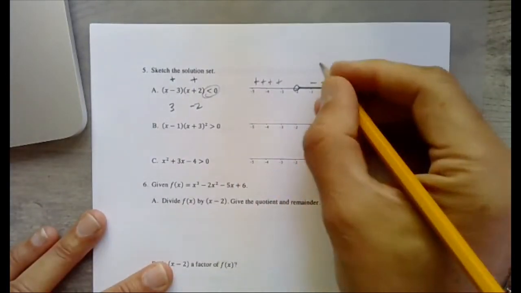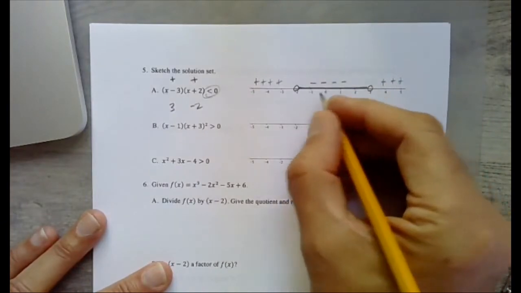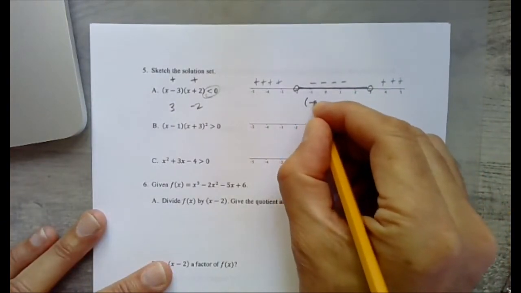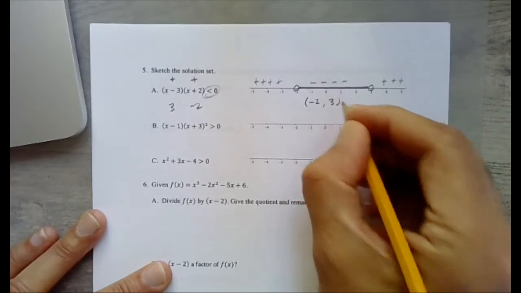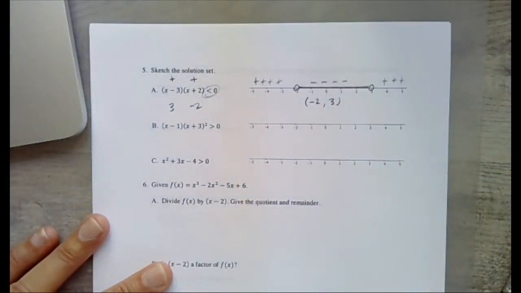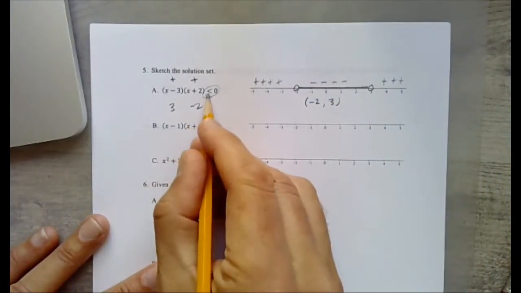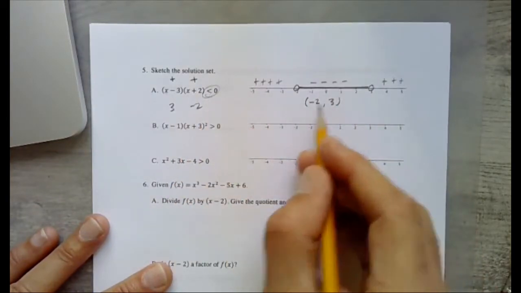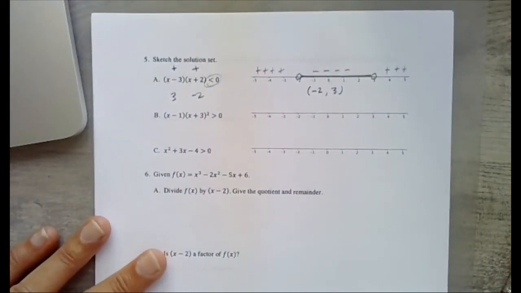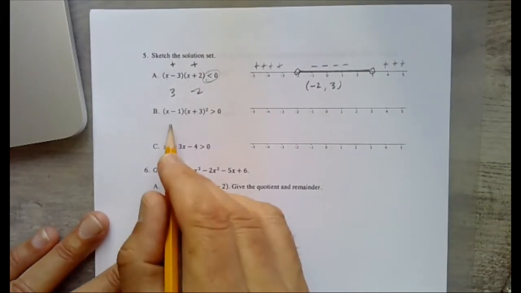Okay? And then if this asks you to give the interval, it would be from negative 2 to 3, not including the two endpoints. All right, remember, if this includes equal to, then we fill in the circles and we make these square brackets. Okay, so let's do the same thing on this one.